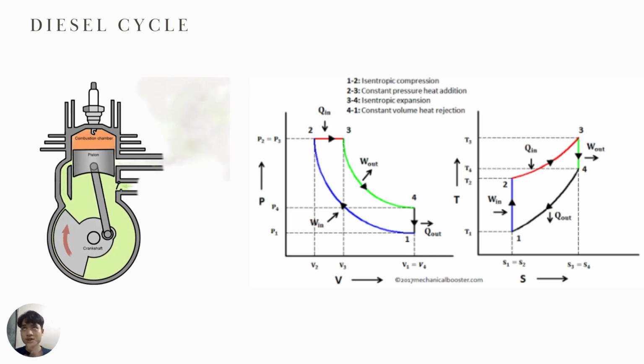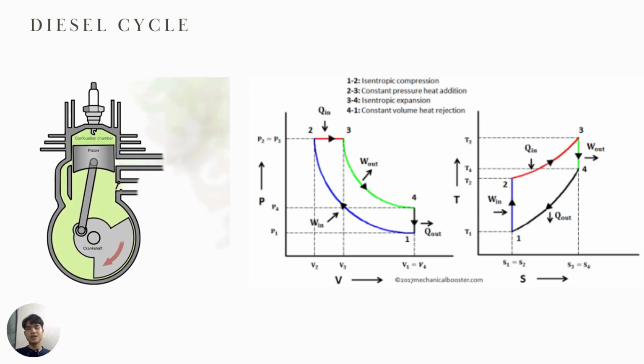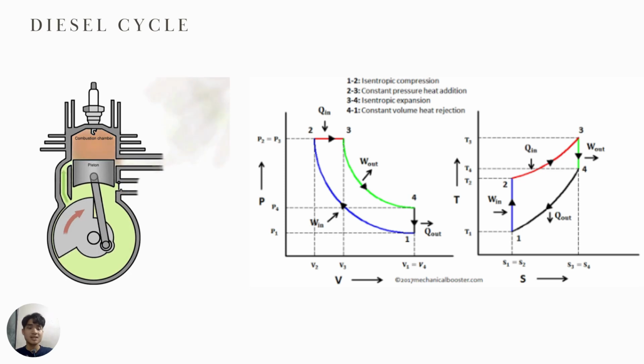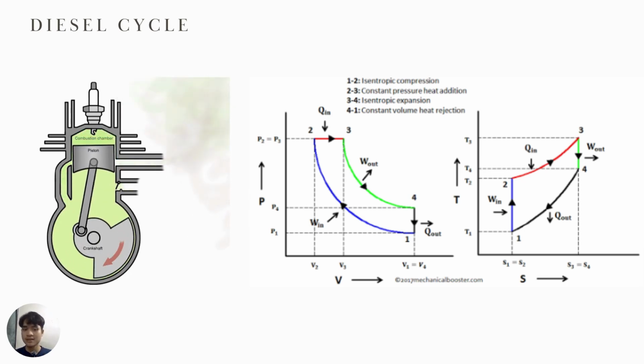Process 3 to 4 is isentropic expansion. And what happened? Following the heat addition just now, the high pressure gases expand isentropically, and this is the power stroke where the expanding gases push the piston down, performing work on the surroundings. During this process, the temperature and pressure decrease, but the entropy remains constant.